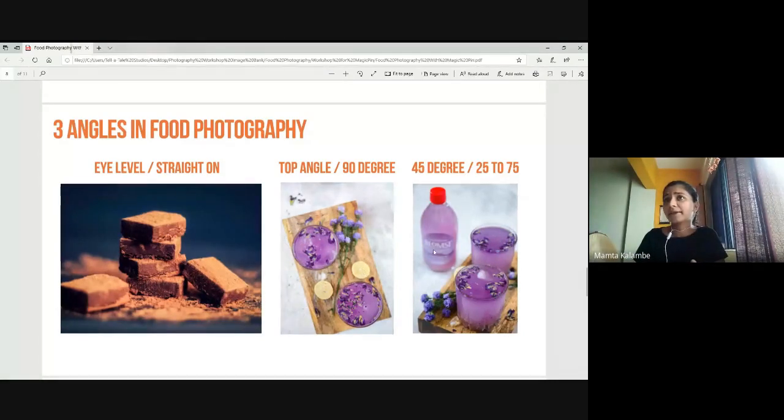So this is the top angle, and now the most important angle that we use in food photography is the 45 degree. You can also shoot somewhere between 25 to 75 degrees. This is the angle where both the top portion and the bottom part of my food are visible. So that's the 45-degree angle. And I think it's almost time, and we can move to the demo right now.